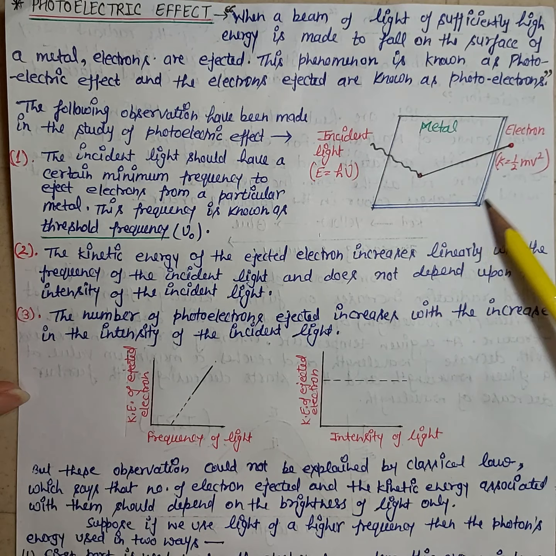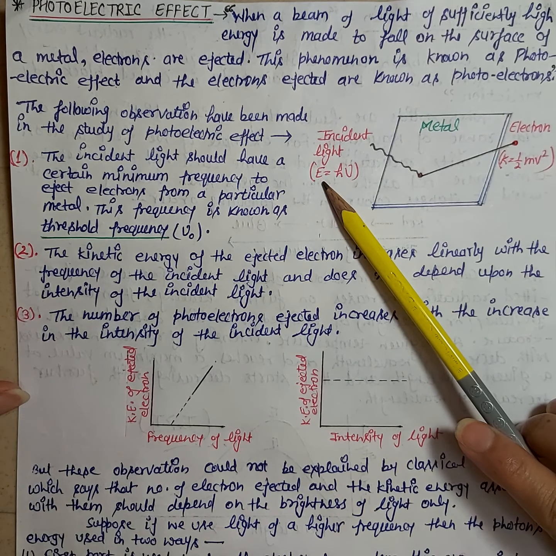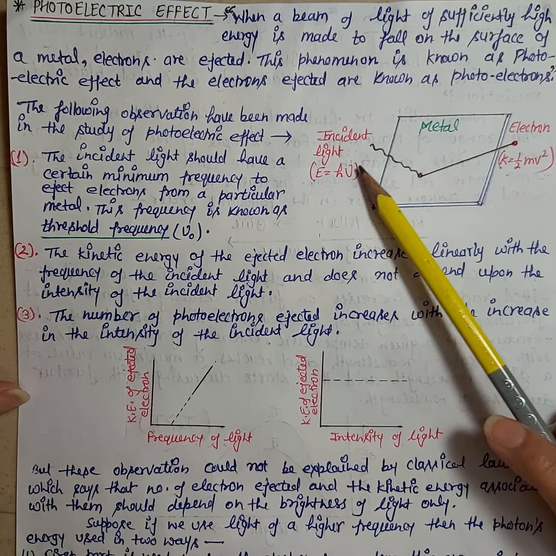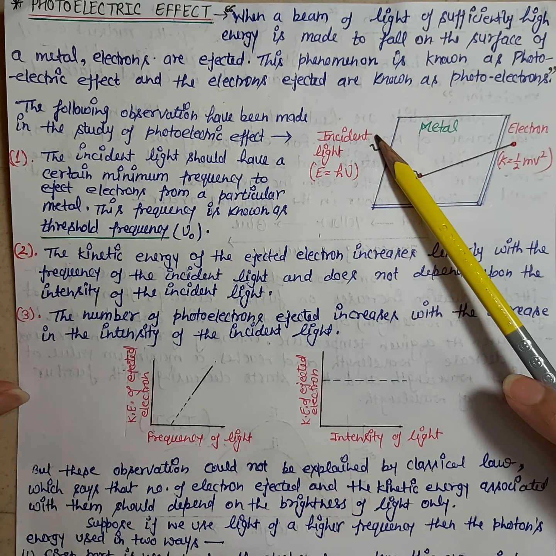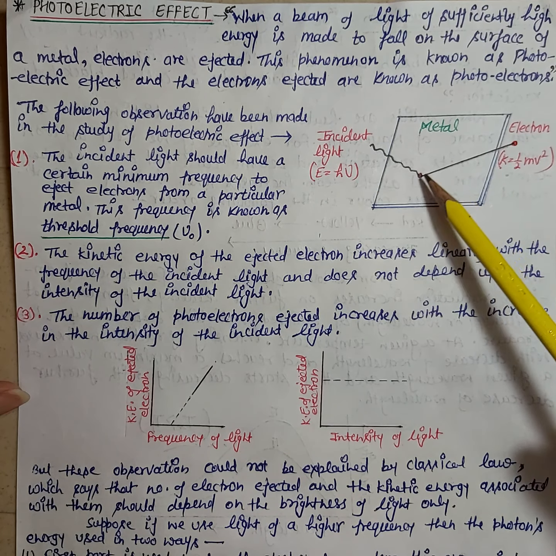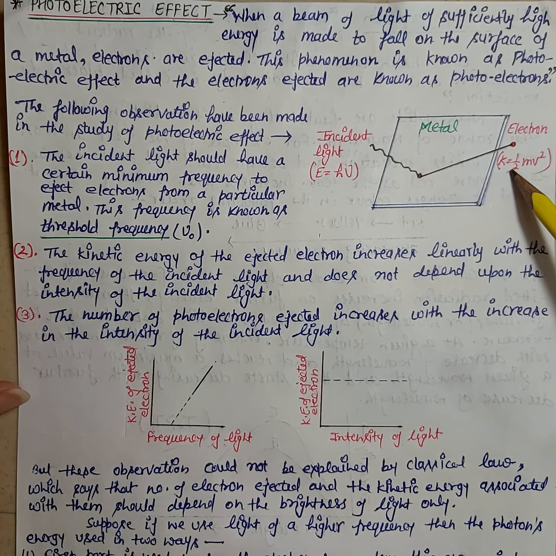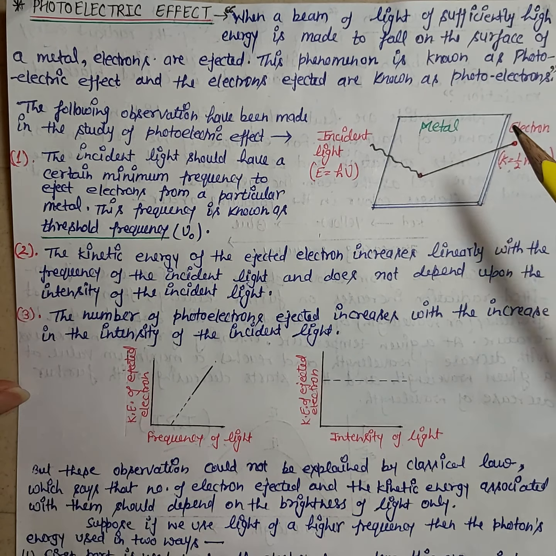Here I have shown the ejection of an electron, with incident light having a certain amount of energy, and we know that the energy of a photon E equals h nu. That's why I have written E equals h nu here. And on striking the surface of the metal, the electron will eject, and the kinetic energy of the electron will be equal to 1 upon 2 mv square, okay.